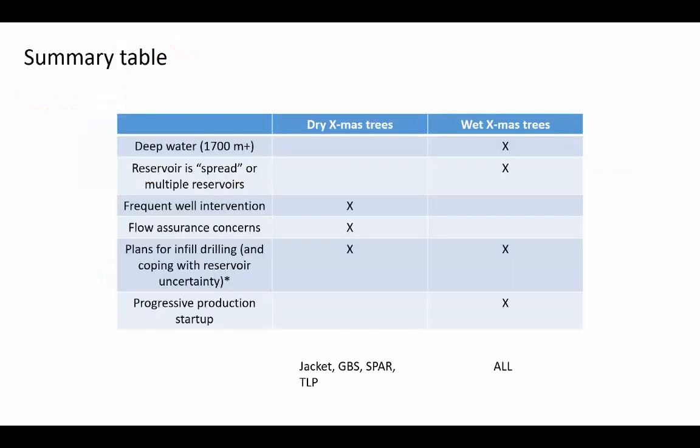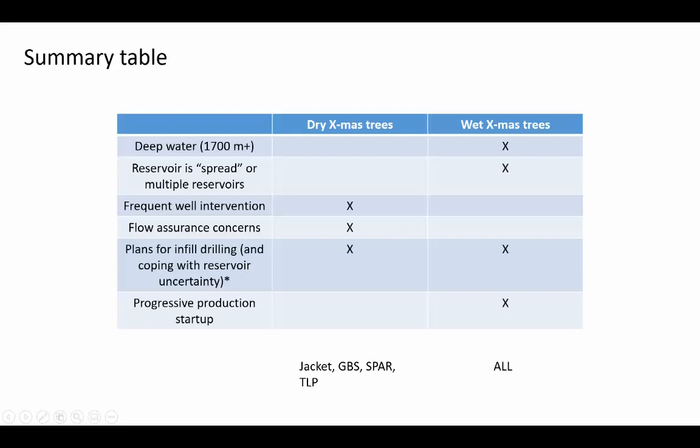So a summary table about our discussion. If we are in deep water, more than 1700 meters, then we have to go with wet Christmas trees. We have to use subsea wells. There are no other options. For all the rest, we can use dry or wet. If the reservoir is spread or we have multiple reservoir units, we usually use subsea wells. If we need frequent well intervention, it is desirable to use dry Christmas trees or platform wells because then we have access to the well whenever we want.